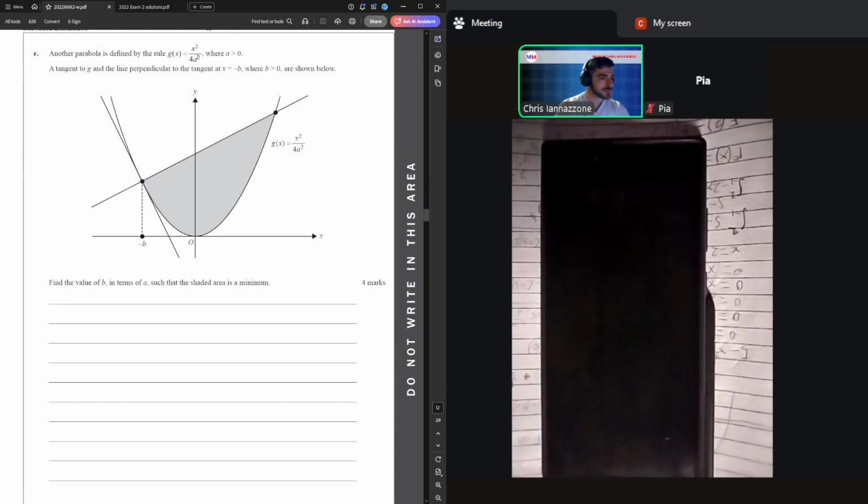Here's another thing. Cool. So we have a quadratic that looks quite similar. Basically this is the same picture, but now they've chucked a's and b's in there. And you still got your tangent, you still got your normal. Find the value of b in terms of a such that the shaded area is a minimum. So it's still like find the thing such that we minimize area. We did a similar thing just before: find x that maximizes average value. Same sort of idea.